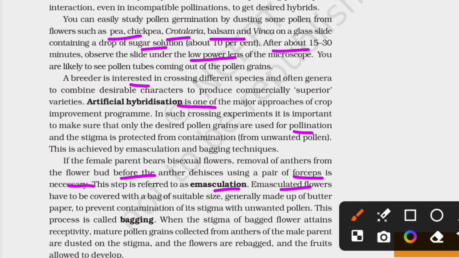Emasculated flowers have to be covered with a bag of suitable size, generally made up of butter paper, to prevent contamination of its stigma with unwanted pollen. This process is called bagging.